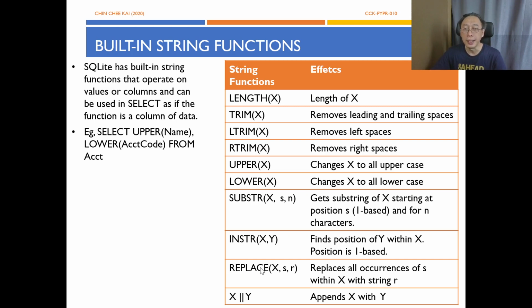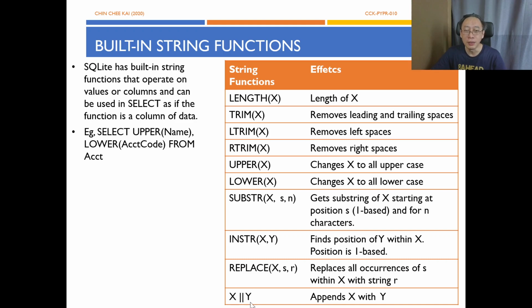And we have replace, which replaces the substring occurring at position x with string r. So replace all, or rather, it is all occurrences of s with string r happening within x. So if we have ABC and we replace that column name, comma, A to Z, then it becomes ZBC. So all occurrences of A will be replaced with Z.